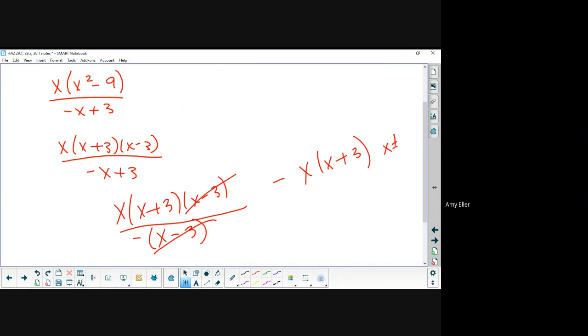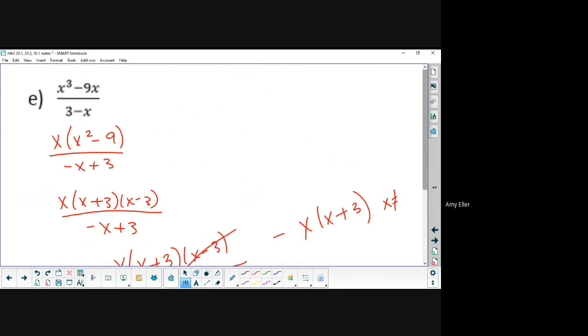Let's see if there are any restrictions. I don't see a denominator in my answer. Is there an x that would cause a problem? Lydia? 3 minus 0, that would be okay. So what number would cause a problem? 3, right? If x was 3, the denominator would say 3 minus 3.